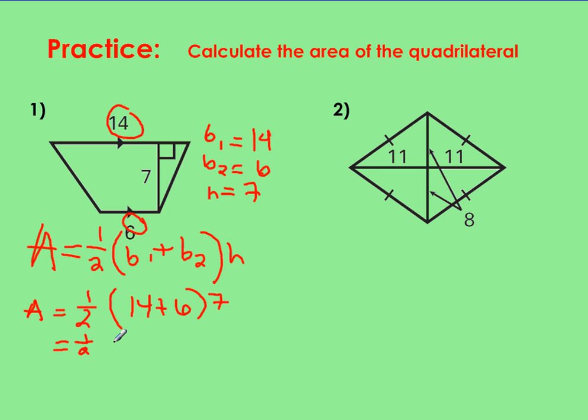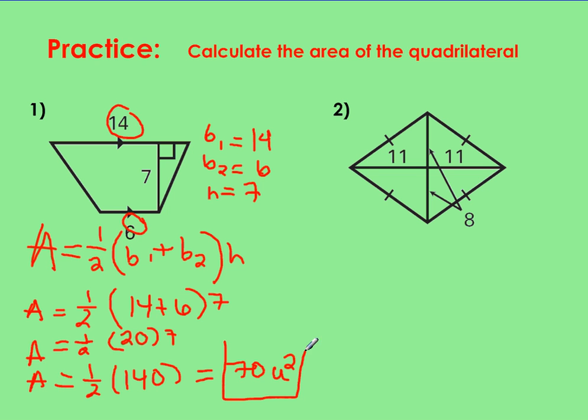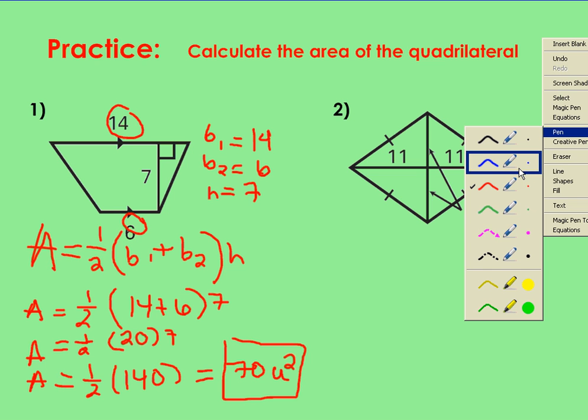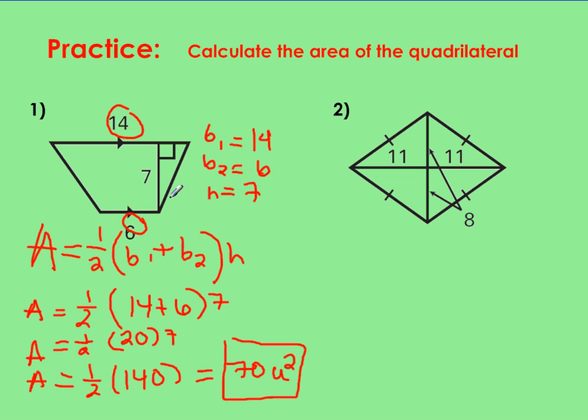So I have 1/2, 14 plus 6 is 20, and then times 7. And I'm going to go ahead and continue to simplify, or you can just simply use your calculator. So I'm going to use 1/2. 20 times 7 is going to give me 140. And then half of 140 I know is equal to 70. Now since we're dealing with area, this is going to be measured in units squared. And you can just write that just like I did just there. So the area of our trapezoid there was going to be 70 units squared.